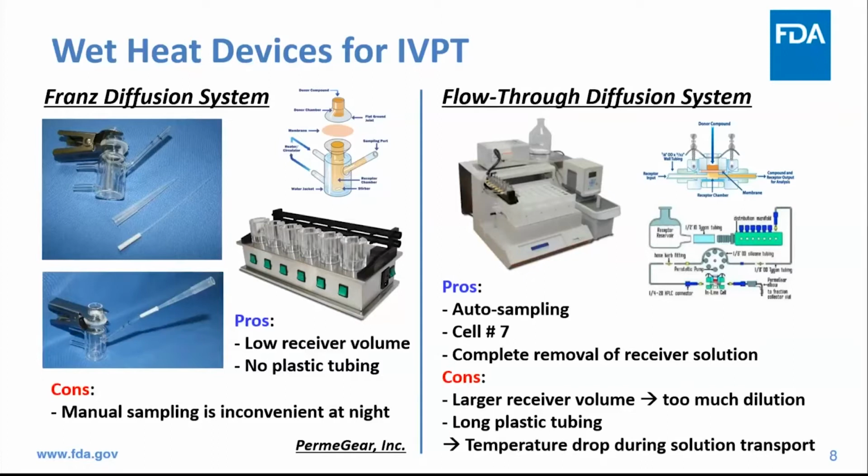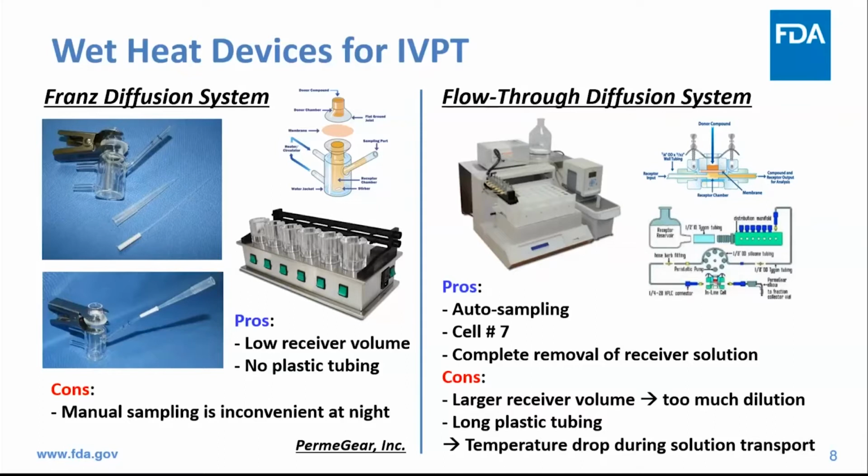So our study used the traditional vertical Franz diffusion cell instead of the flow-through diffusion cell because the low receiver solution volume in the static Franz cell can ensure that all UV filters, especially the slow absorbing ones with high molecular weight and high log P values, always have detectable concentrations in the receiver solution.